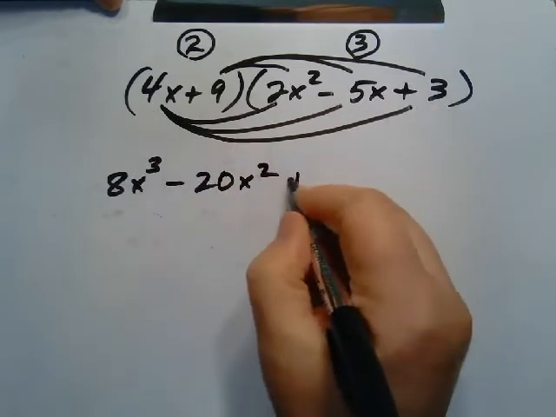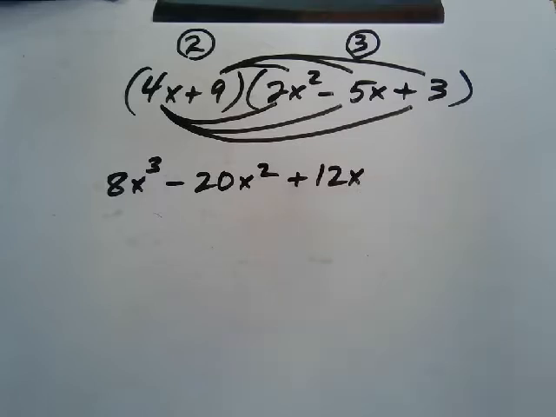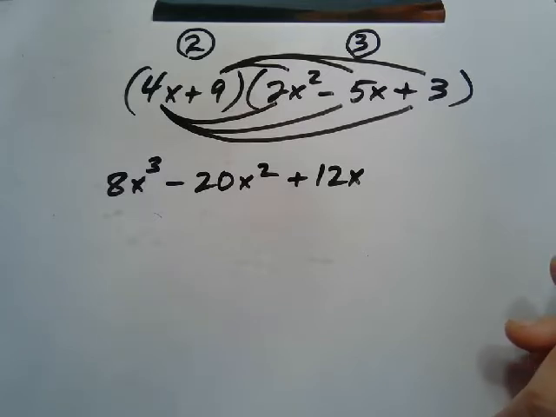4x times 3 is 12x. Okay? As you can see, if I keep doing this, I'm going to run out of room over here. That makes for a very important technique that allows us to stack up the like terms. So the next three we're going to stack them up.